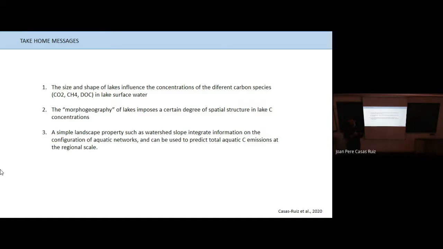And this is actually because it integrates information about the configuration of the aquatic network. So areas that are flat, they tend to have larger lakes and low turbulence in streams, while areas that are much steeper, they contain small lakes that are more like deep and with very steep slopes for streams, right? So it's like an overarching integrator of the configuration of aquatic networks.